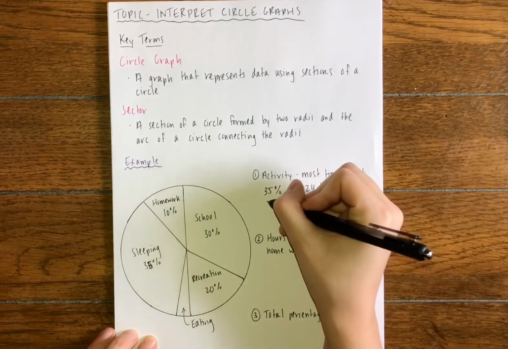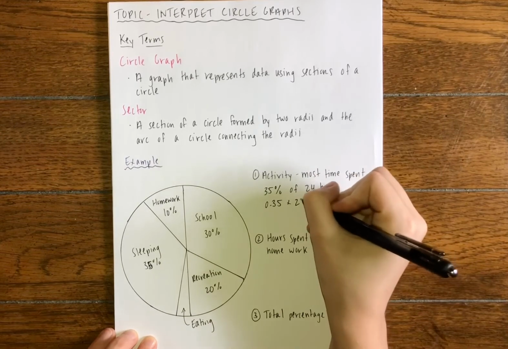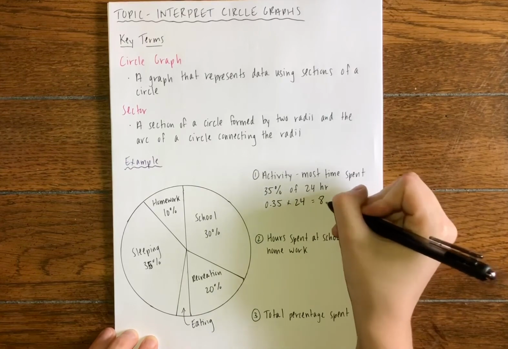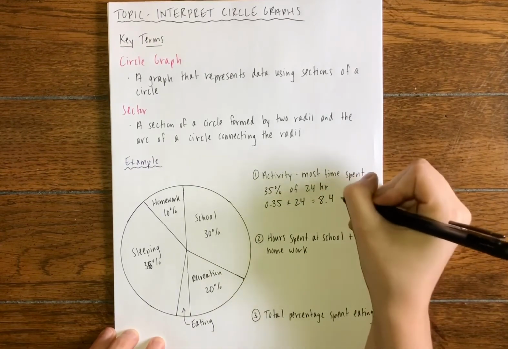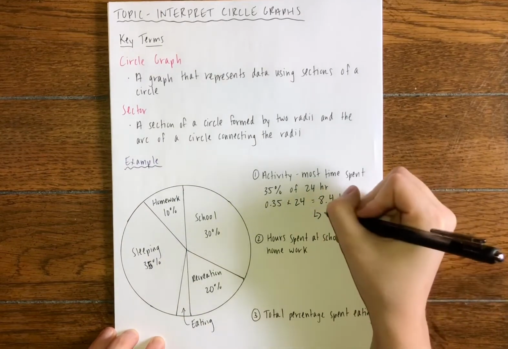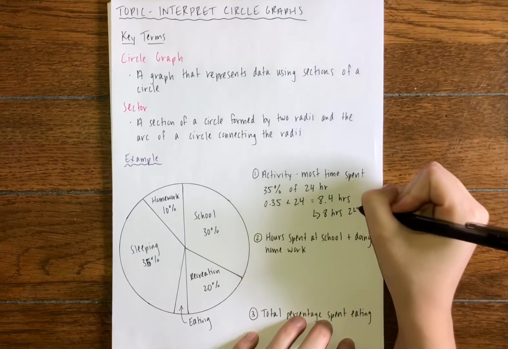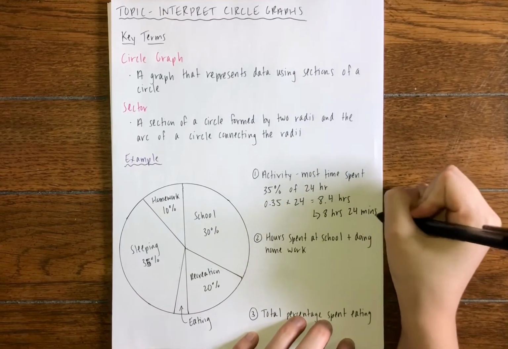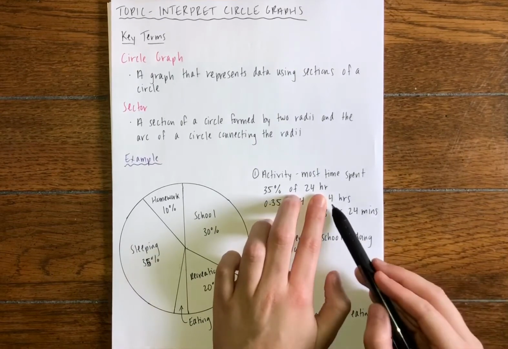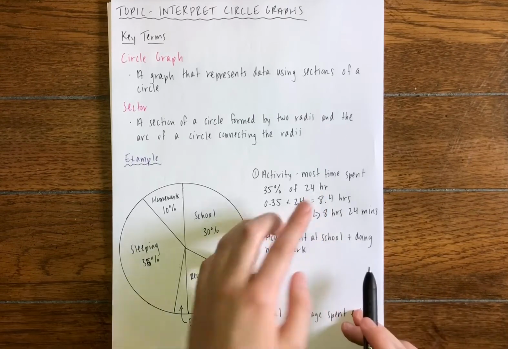So then we have 35 hundredths multiplied by 24, 24 hours in a day, is equal to 8 4/10 hours, which is also 8 hours and 24 minutes. The 24 minutes comes from looking at the tenths, so 40% of 1 hour, which is 24 minutes.